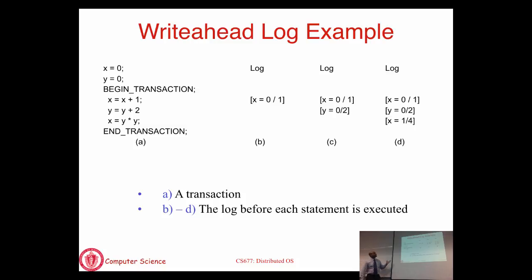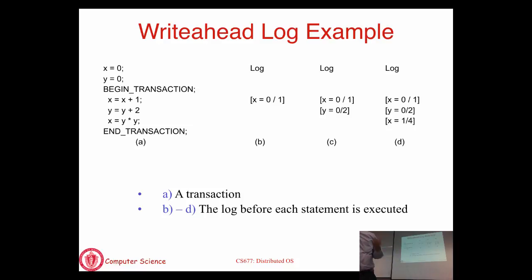Here is essentially a transaction. We'll assume our database has only two values, x and y, two records. Let's say we initialize the transaction, and this transaction increments x by 1, then y by 2, and then sets x to y times y, so x is y squared. And x and y start at 0.